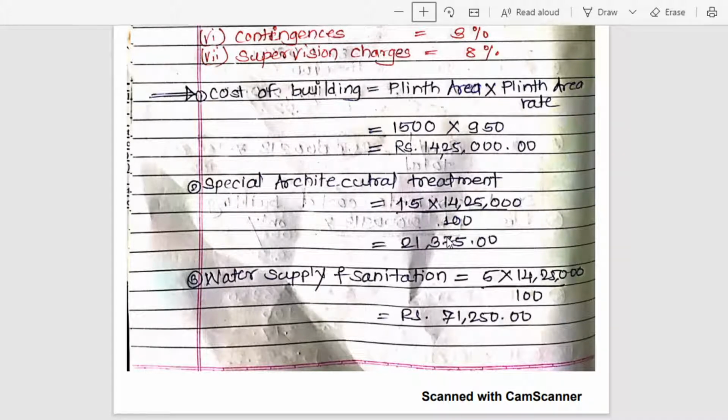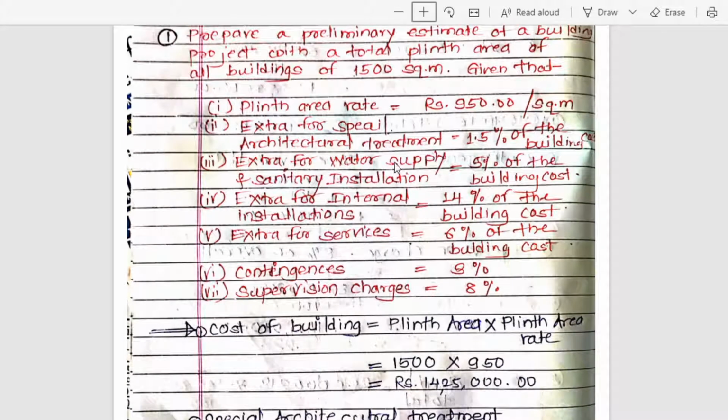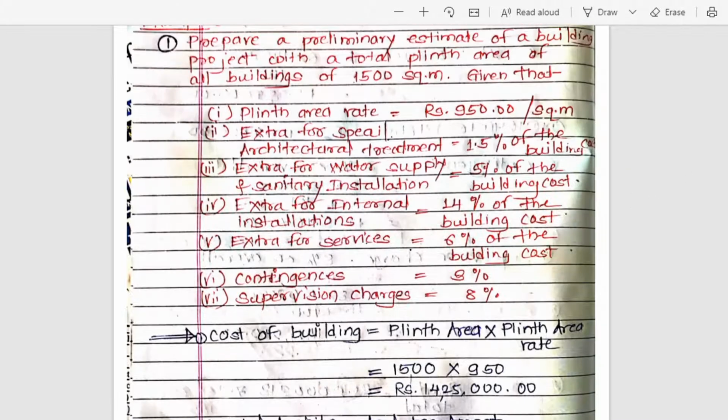And again they have given for water supply and sanitation. See here, for extra for water supply and sanitation we require some extra cost, that is 5% of the building cost. Now we will calculate the 5% of the building cost. On building cost we have already calculated, so this is the building cost. Then 5% of building cost we will get 71,250 rupees, and this cost is required for water supply and sanitation.